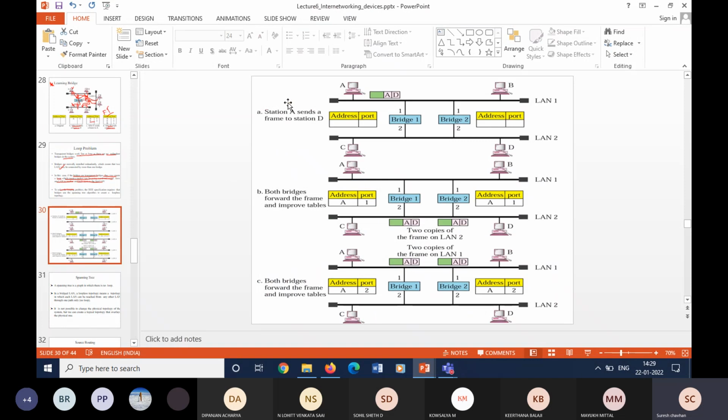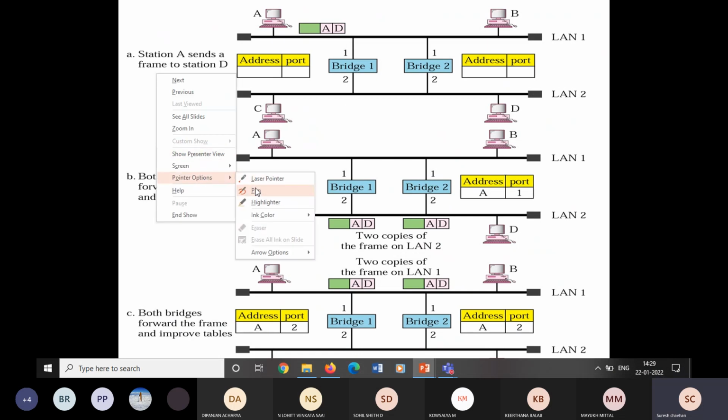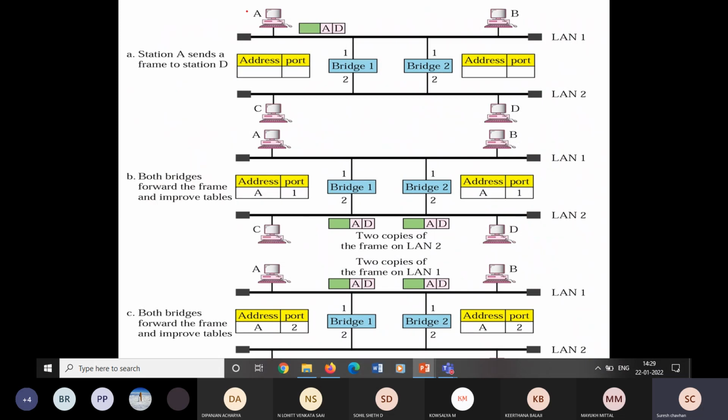Okay, here only I'll explain. So here, station A is there, station B, station C, station D, and our objective is to send the information from station A, this is the source, to station D, correct? And two LANs are there, and we are having two bridges, bridge 1 and bridge 2, correct?